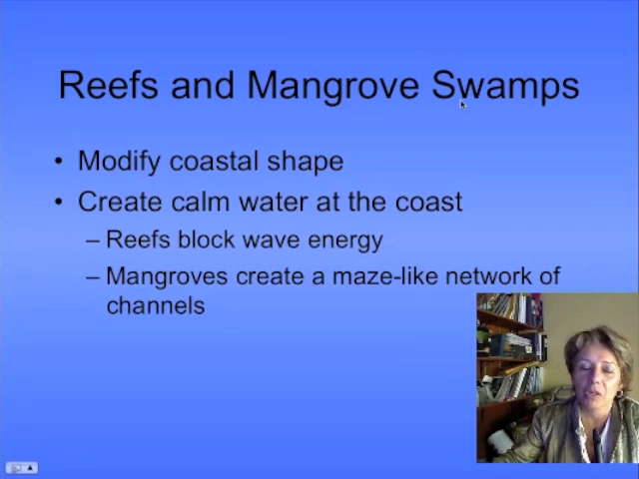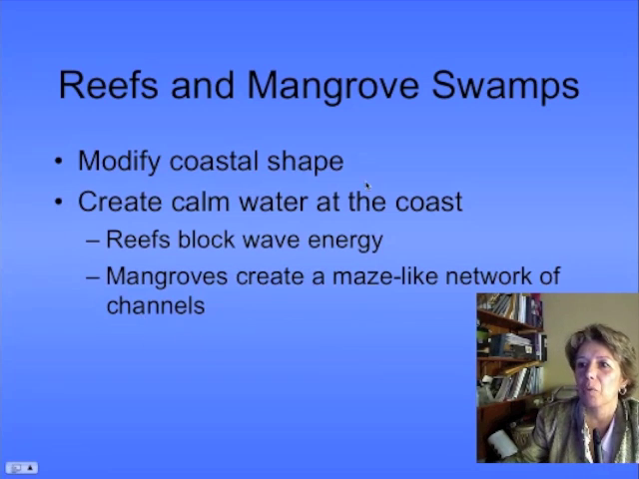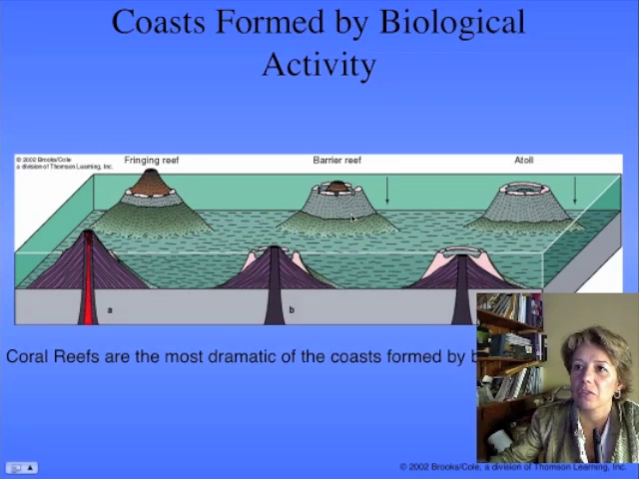Okay, so now one more type of coast, I believe, or 2 more. Reefs and mangrove swamps also form coasts. So they modify the coastal shape. They can create calm water, and they block the waves, and mangroves create this maze-like network of channels. A mangrove is a kind of a tree, so I've got some pictures. So here's 3 kinds of coral reefs. You get a fringing reef, and that's when here's your new volcanic island, right, that's very young, and a coral reef is around it.